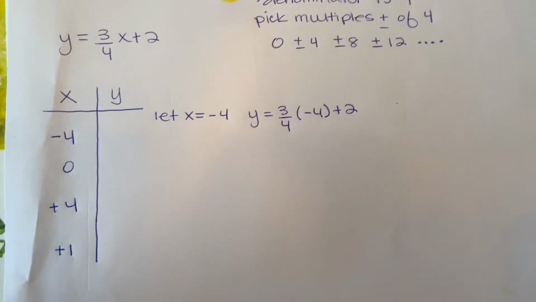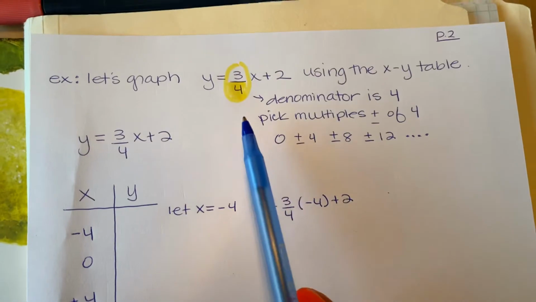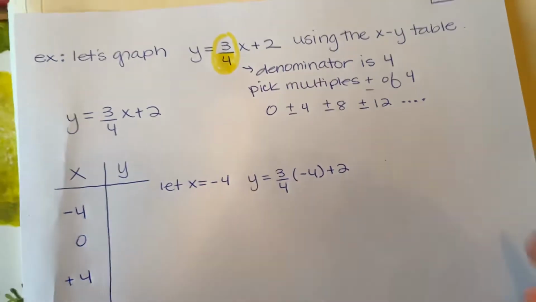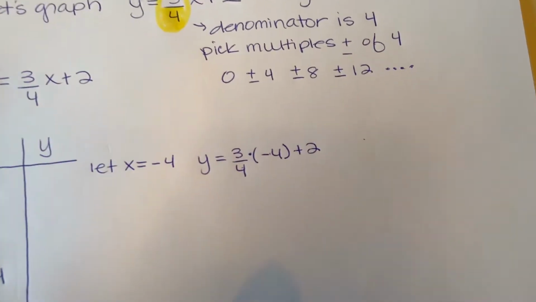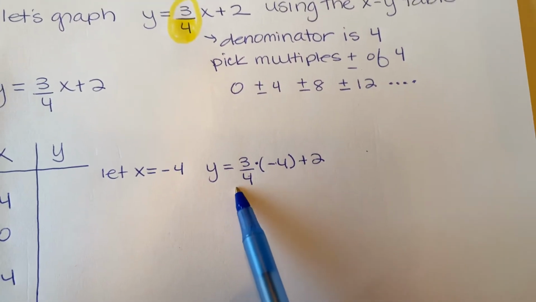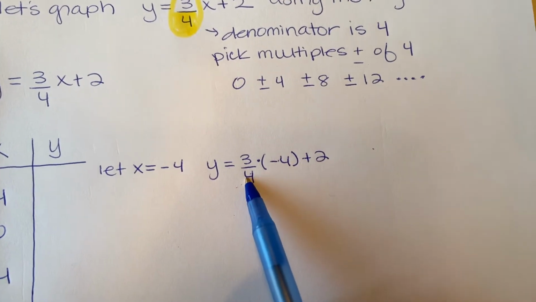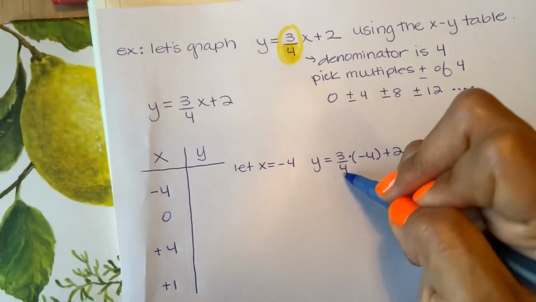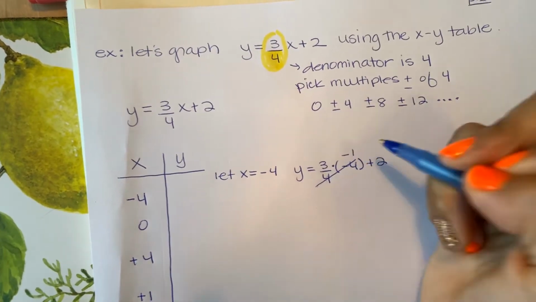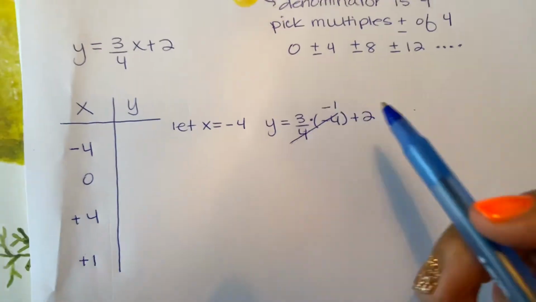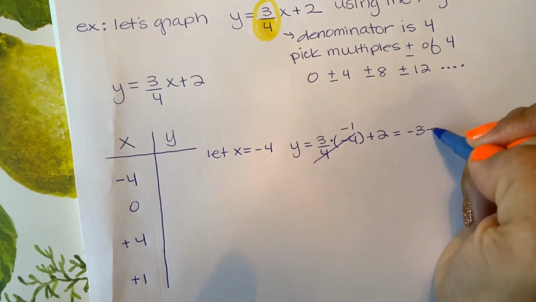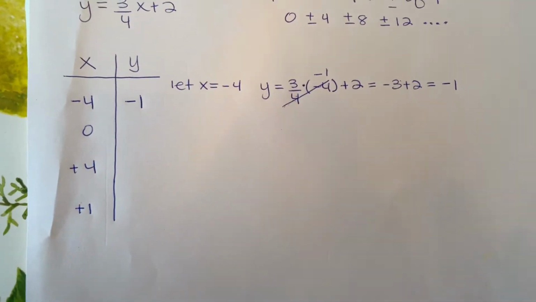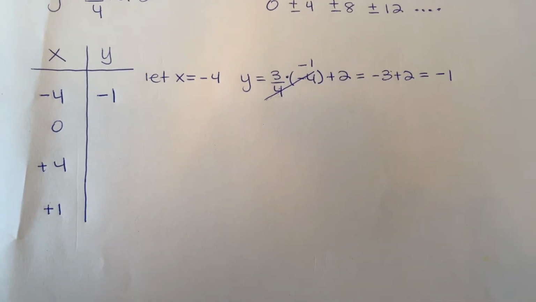Okay, so why do we pick multiples of our denominator, right? Because when I substitute it, notice you have a multiplication here. You have a fraction times an integer, right? You have mx. You're going to go ahead and reduce here. So what is 4, right? 4 and -4 can reduce, right? 4 goes into -4, -1 time. And so 3 times -1 is -3, plus 2. And so I'm left with -1. And there is my nice clean integer answer.